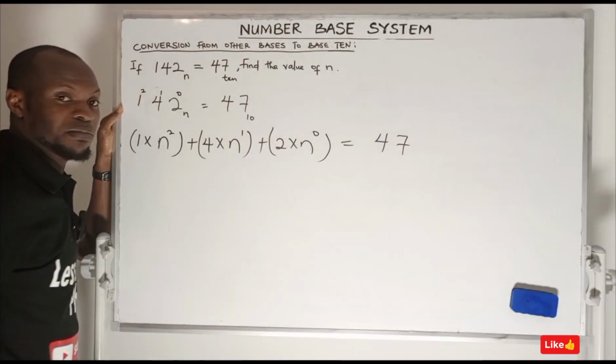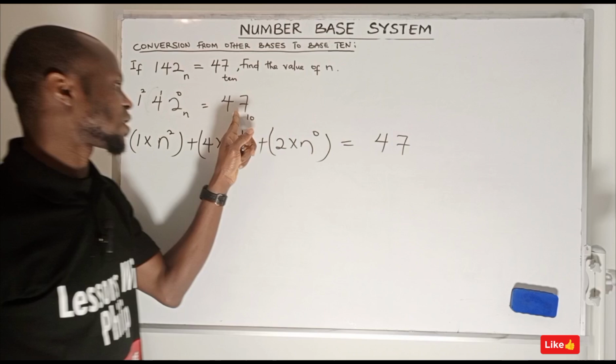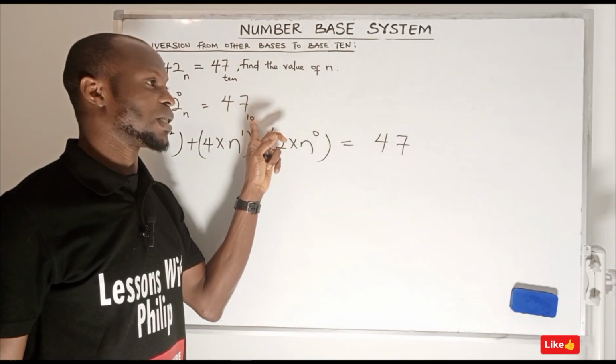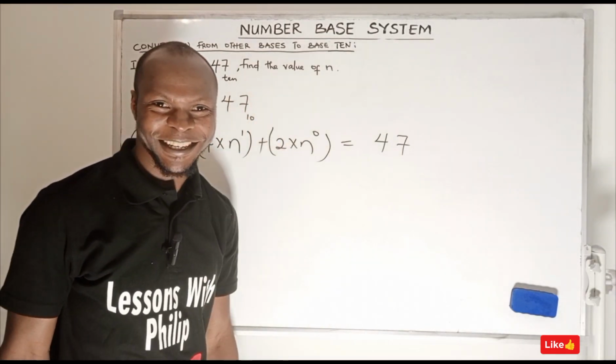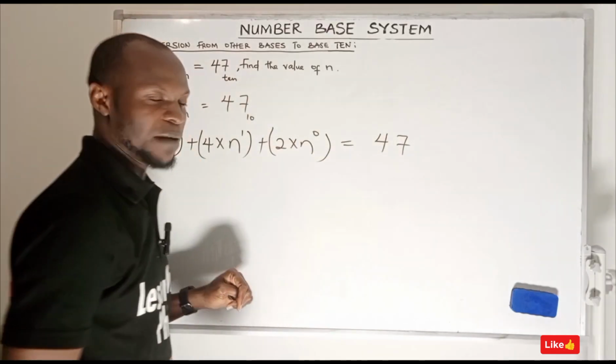Don't forget this 47 is in base 10. Someone is asking me, what if this 47 is not in base 10? What if it's in base 8? Then you convert it to base 10, so that they both have the same base on both sides.